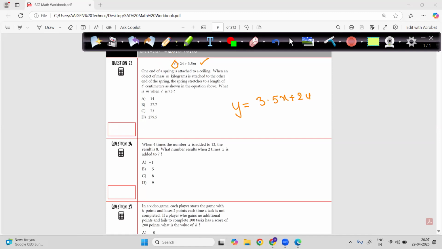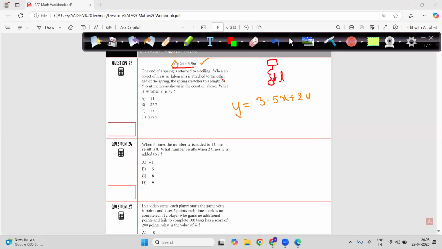They give a lot of information just explaining what this equation is and how they got it. If you want, you can read this. One end of the spring is attached to a ceiling. When an object of mass M kilograms is attached to the other end, the spring stretches to a length of L centimeters, as shown in the equation above. What is M when L is 73?